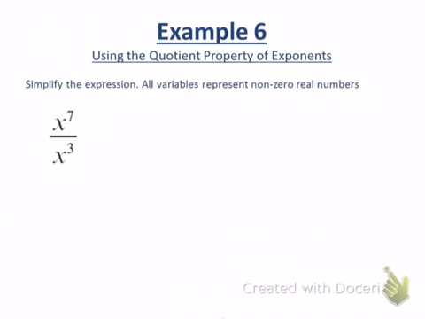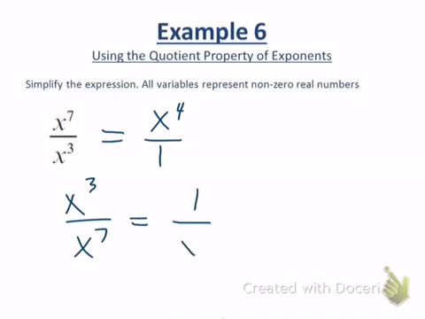X to the 7th divided by x to the 3rd is what? X to the 4th, right? Why is it not 1 over x to the 4th? It's not negative. But if we started with x to the third over x to the seventh, what would our answer be? 1 over x to the fourth.